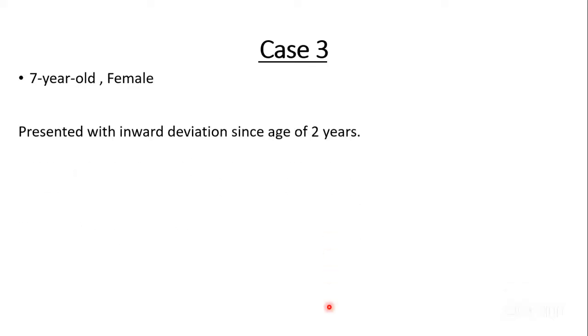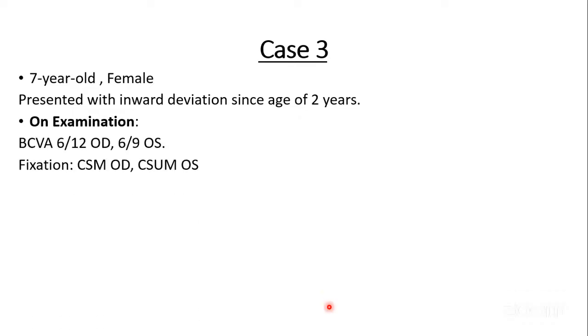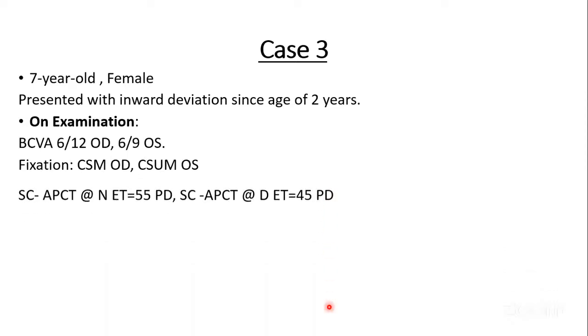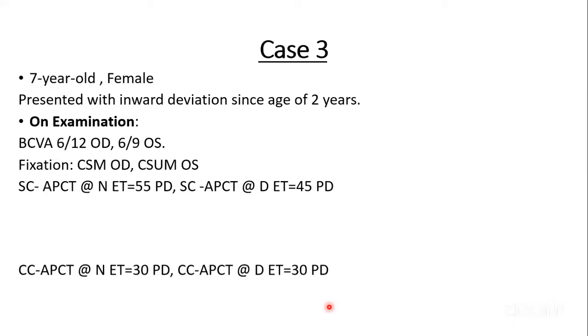Okay, case number 3, a 7-year-old female presented with inward deviation since the age of 2 years. On examination, best corrected visual acuity 6/12 in the right eye, 6/9 in the left eye. Fixation central steady maintained in the right eye, central steady unmaintained in the left eye. Alternate prism cover test showed esotropia of 55 at near and esotropia of 45 at distance.